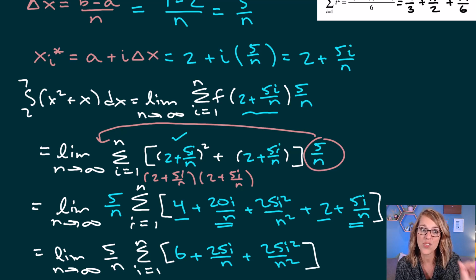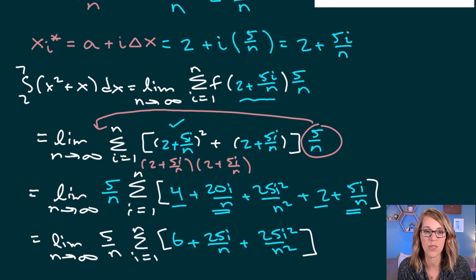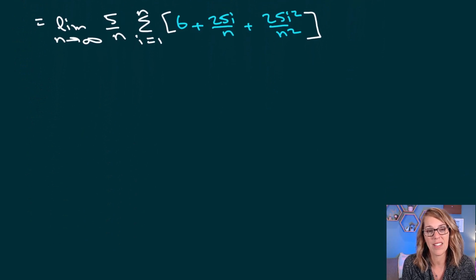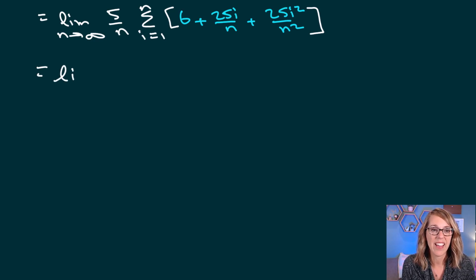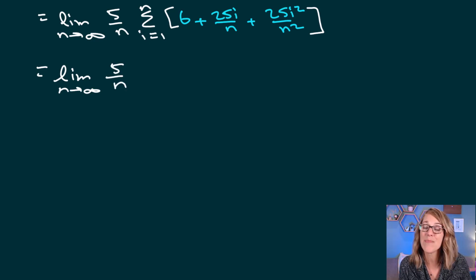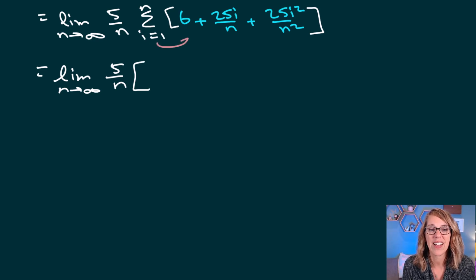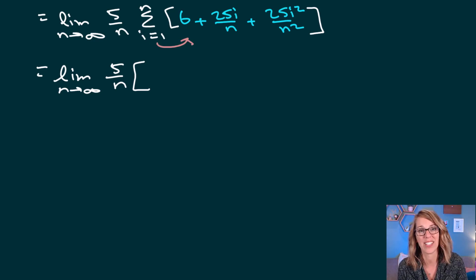Next, we can distribute that summation through. Let's bring this all the way up so we've got a lot more room, and I'm going to go ahead and distribute that summation through. I can leave the limit on the outside, n goes to infinity. If you're lazy like I am, or efficient, you can just drop the limit altogether until you're done with your summation, but I wanted to have all of this in here so you guys can follow along. Now I'm going to distribute that summation. So I'm going to add up all of the sixes, add up all of the 25i over n, and then add up all of those last terms.